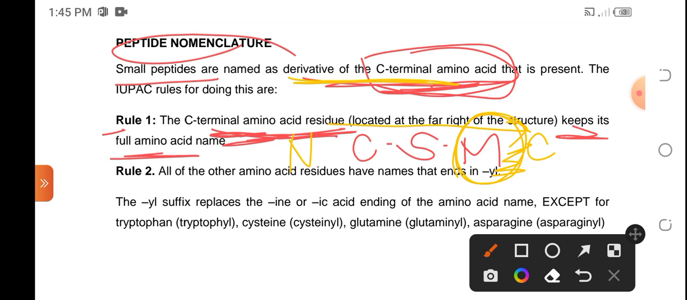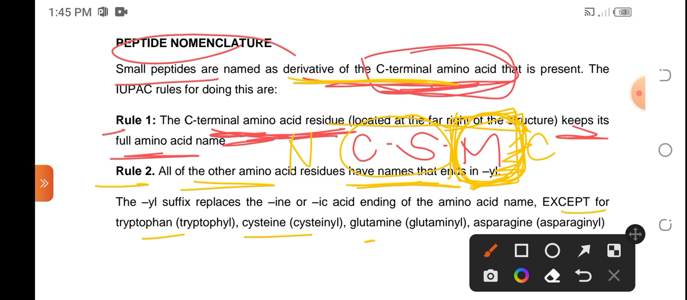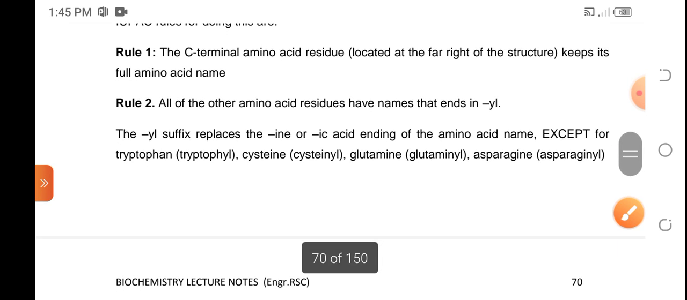That's why, yun yung explanation kung bakit sinabi nila na small peptides are derivative of the amino acid that is near to the C-terminal. Second rule, all other amino acid residues will have their name end with YL. So, kung kanina sabi natin sa rule number 1, yung pinakalast ay hindi papalitan, at eto naman daw yung mga nauna daw ay mag-change sa YL. Except, of course, we have 4 exemptions. Okay? So, let's review.